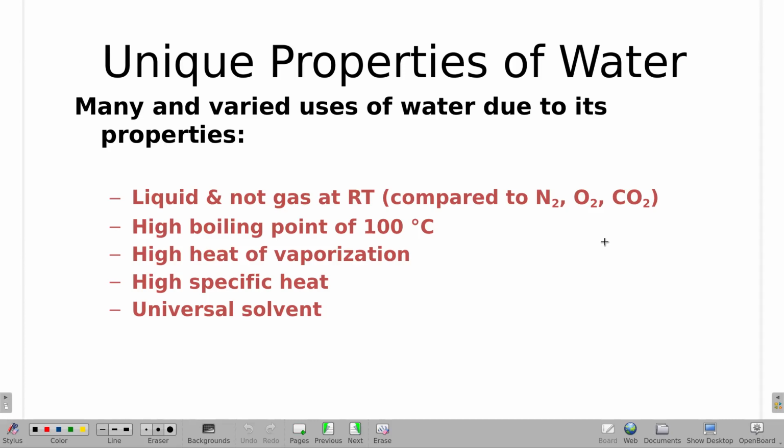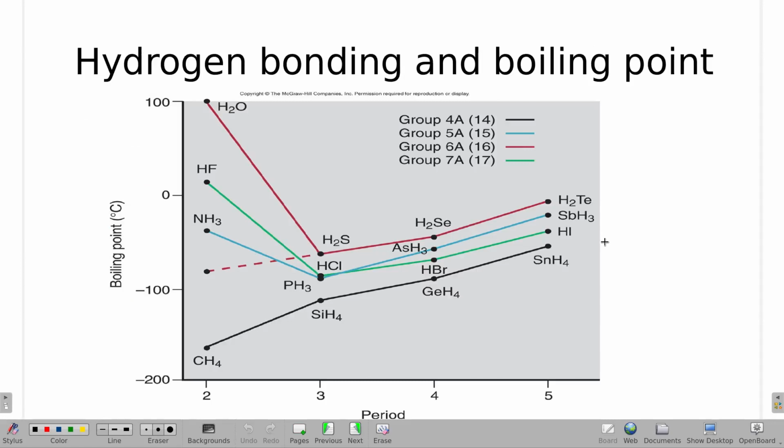Water has a very high heat of vaporization and very high specific heat. It holds a lot of energy when we're trying to heat it up. And it is what we consider a universal solvent. All right. But I think this shows a little bit more of what we're seeing on these hydrogen bonds.